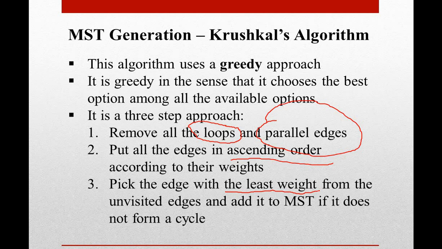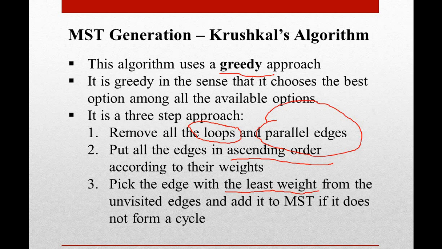So every time, because we are generating a minimum spanning tree, that means we need to keep adding edges. So we need to add the minimum possible number of edges to the tree such that all the vertices are connected. So which edges have to be chosen? Every time we choose the one with the least weight. That's why it is a greedy approach. So we choose the one with the least weight from the unvisited edges.